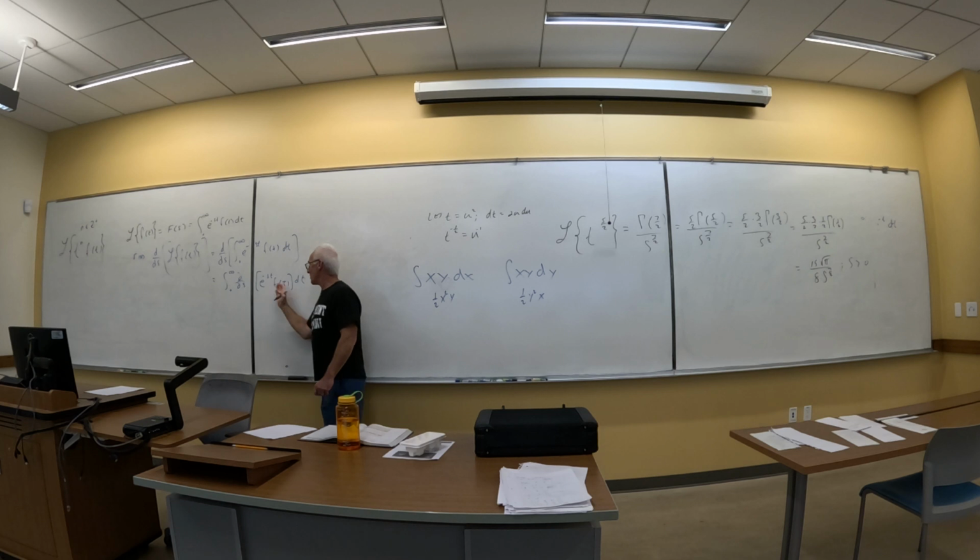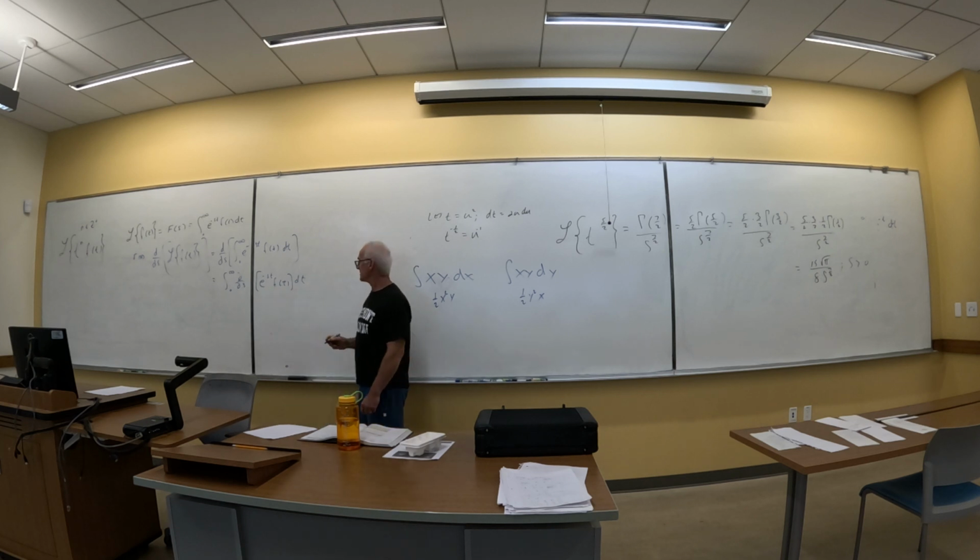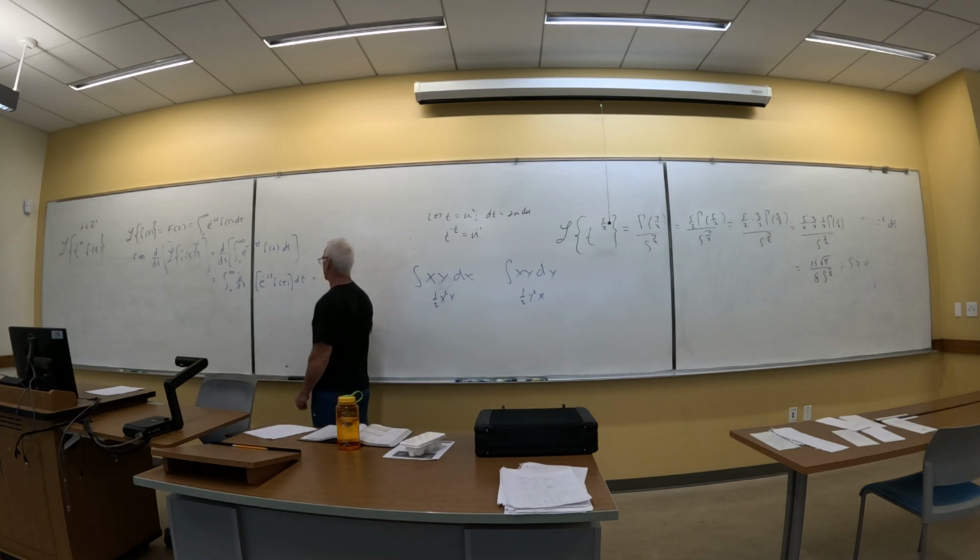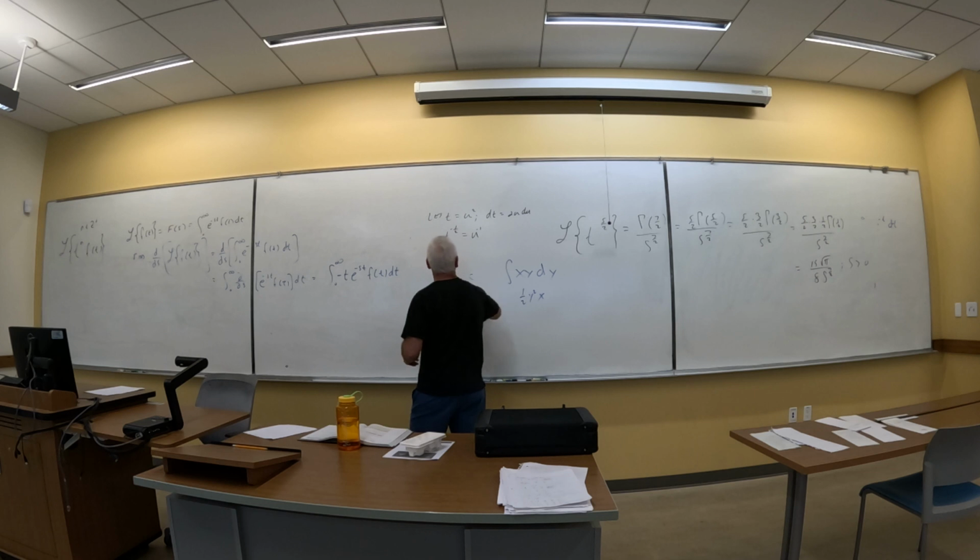So, this is not a hard derivative at all, is it? What am I going to get? Negative e to the... careful, you're differentiating with respect to s. So negative t times e to the negative st. That's it. That's your entire result, that guy right there.